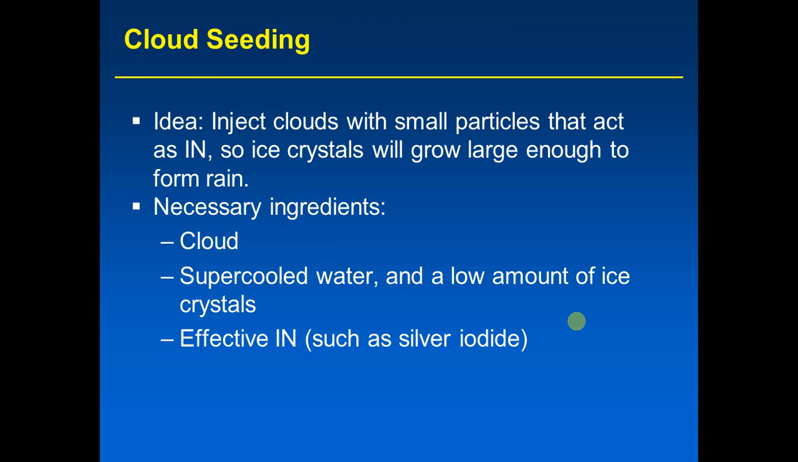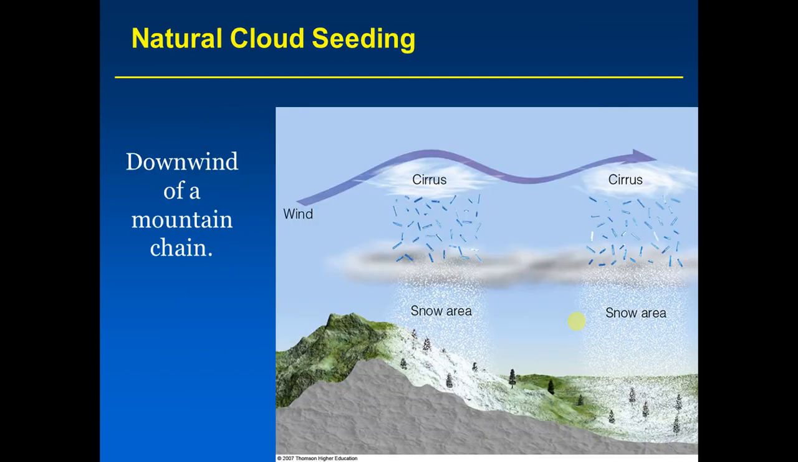Now, cloud seeding definitely has uncertainties. There are still experiments being done to see whether or not it actually helps enable precipitation, so there is some inconclusiveness associated with cloud seeding. If you're interested, there's some information in the book about some specific examples of cloud seeding, but it can also happen naturally. We're kind of talking about artificial cloud seeding. It can happen naturally downwind of a mountain chain.